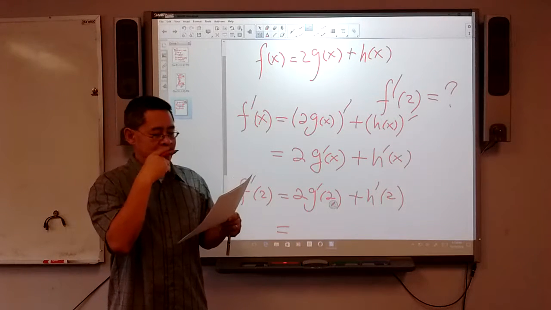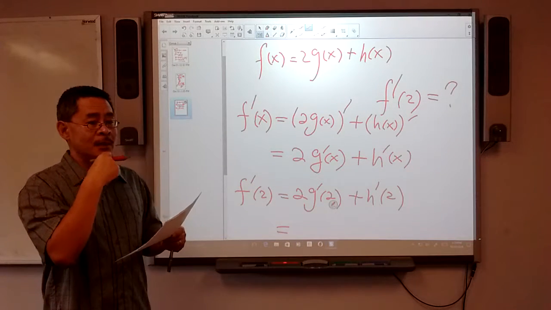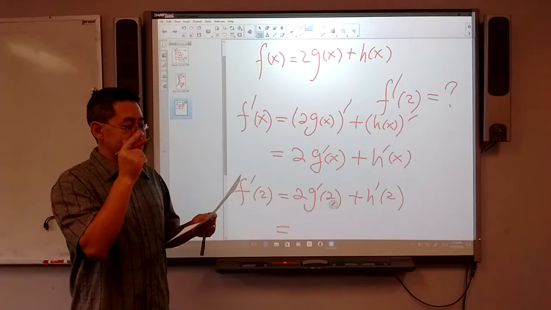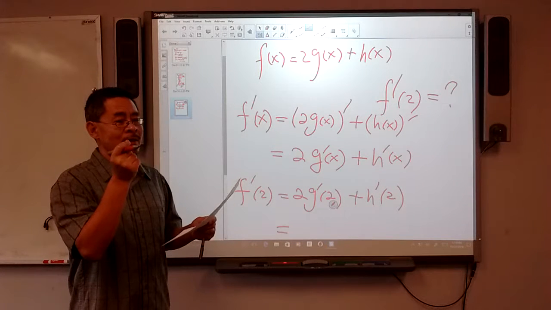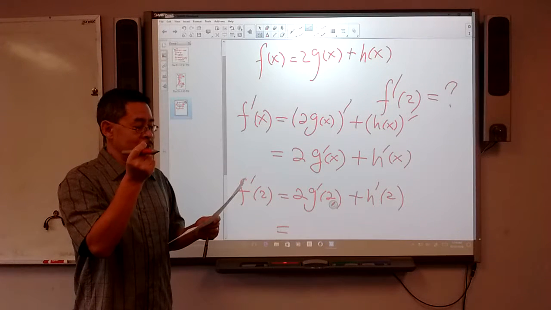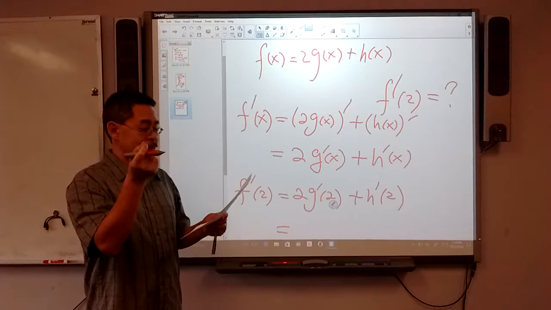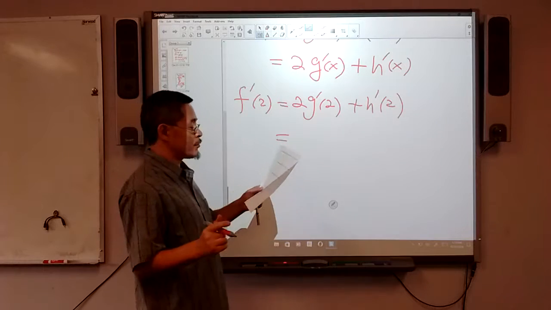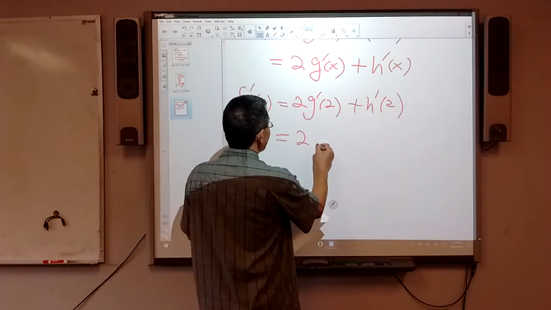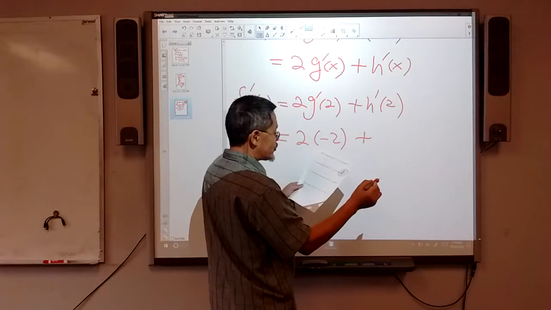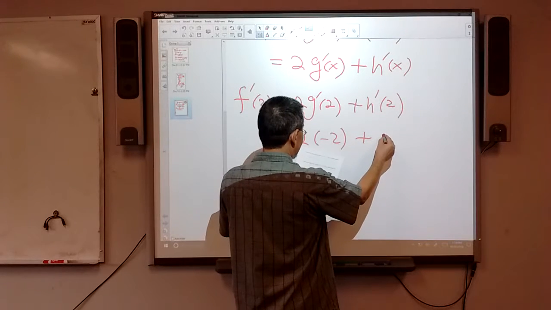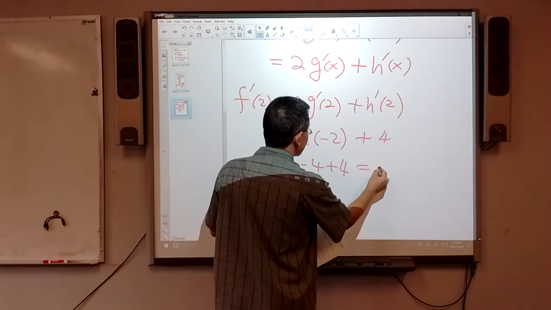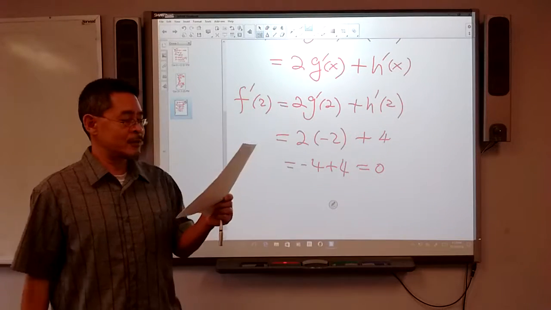There are two different options. It gives you g of 2 is 3 and g prime of 2. One is the y coordinate of the function, and the next one is the derivative. So what is g prime of 2? Negative 2. And h prime of 2 is 2. So therefore we have negative 4 plus 4, which gives us 0. That's how you do this one.